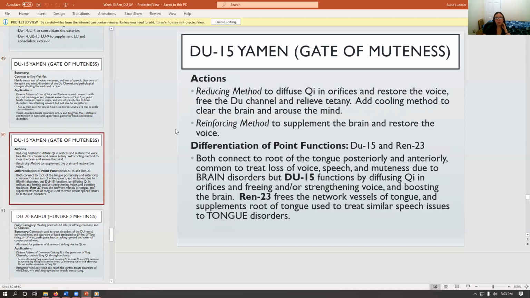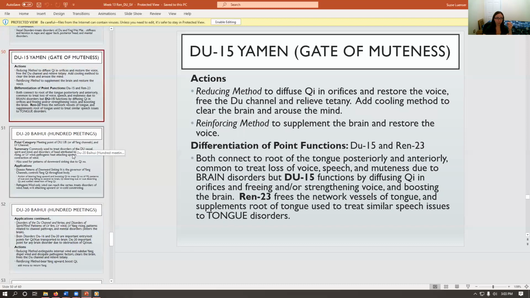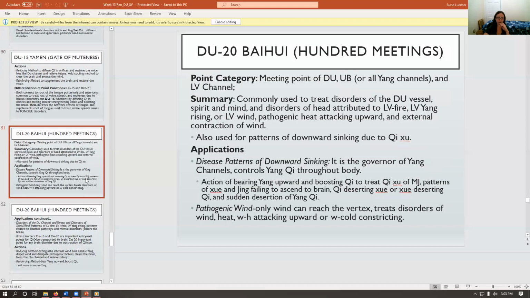Let's see. So you could reduce or reinforce with this. I literally just said all this differentiation stuff, so I'm not going to go over that again. But those are really, more often than not, the two applications for that point.